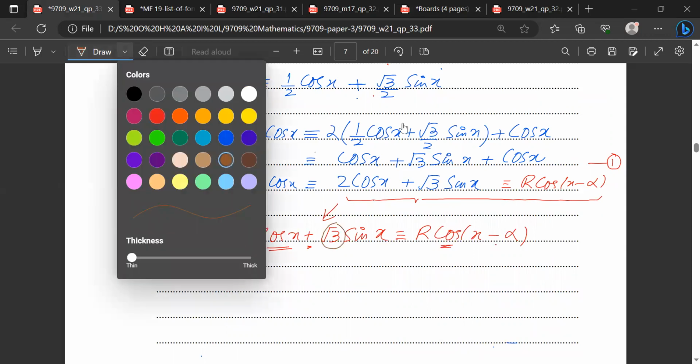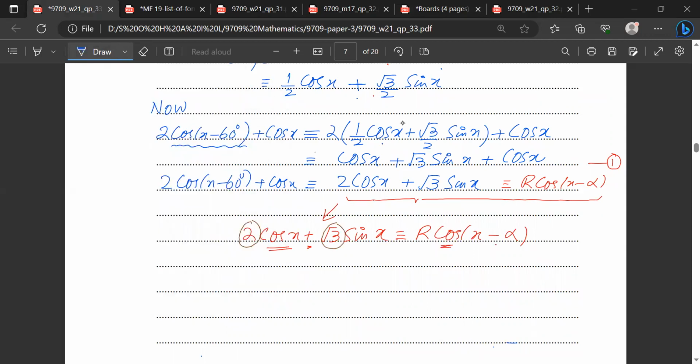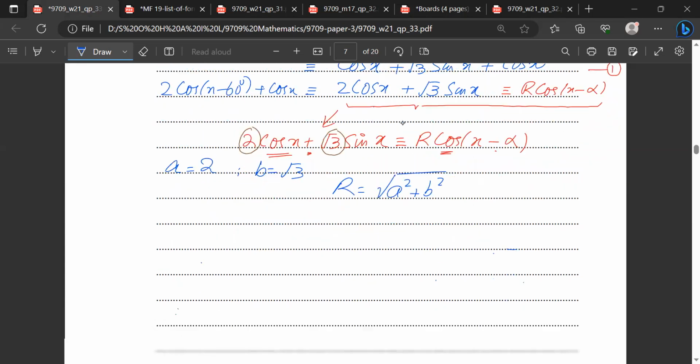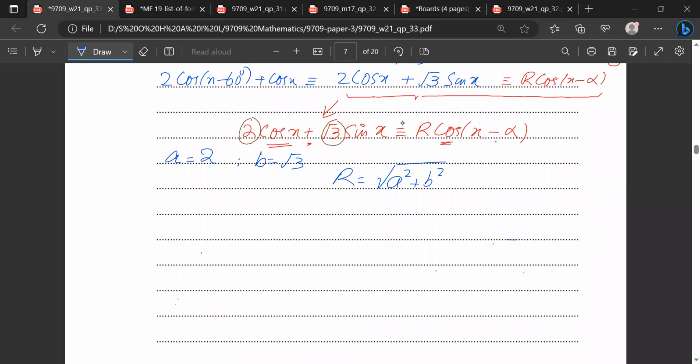So a and b. Carefully decide a and b. Here a equals 2 and b equals root 3. And the formula for r we know is the square root of a squared plus b squared, so r is equal to the square root of 2 squared plus root 3 squared. So in this way, the value of r is equal to root 7.